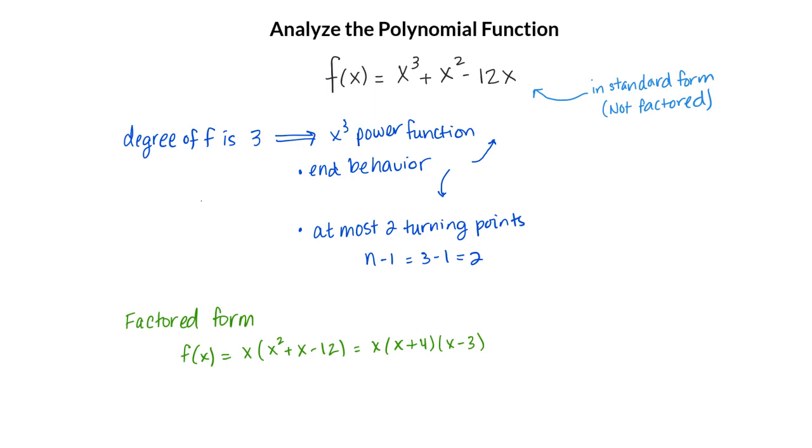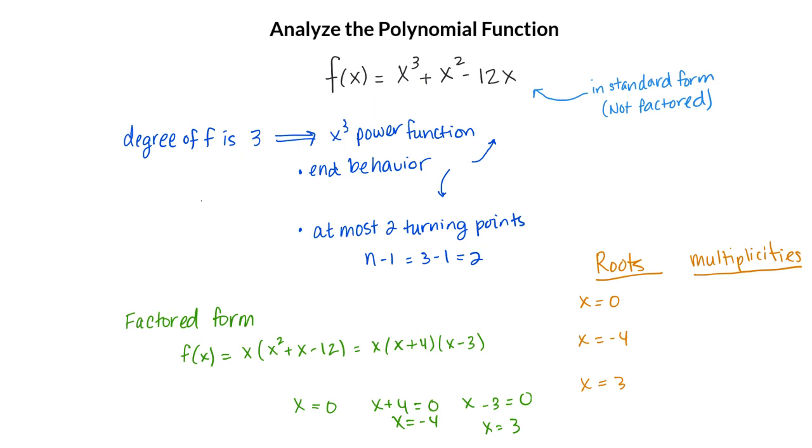When you set each of these 3 factors equal to 0 and solve for x, you get the roots of the function, or the x-intercepts of the function. We want to look at each of these roots' multiplicities. The factor where each of these roots came from has a power equal to 1, so in other words, they don't have visible exponents. Their secret exponents are 1. That means that their multiplicities are each 1.